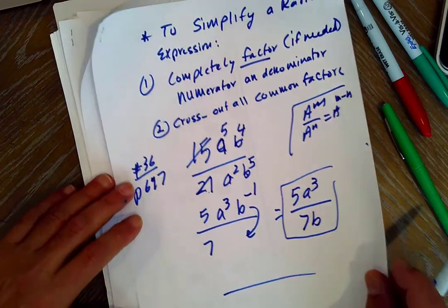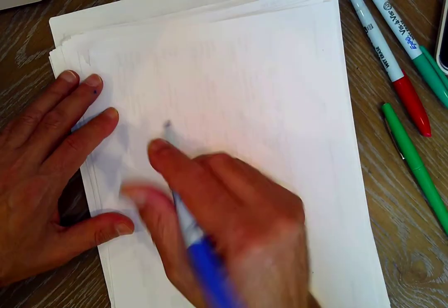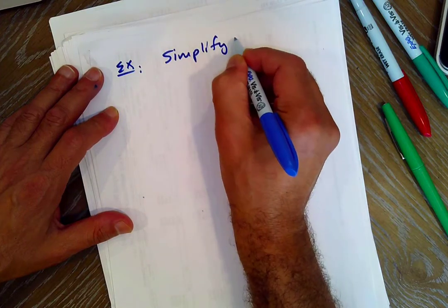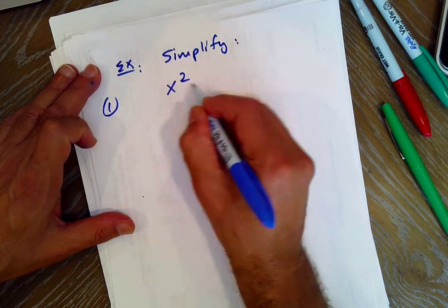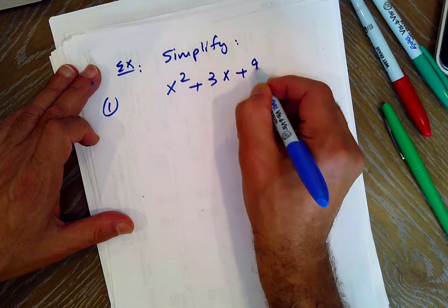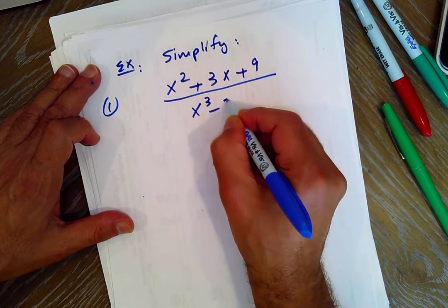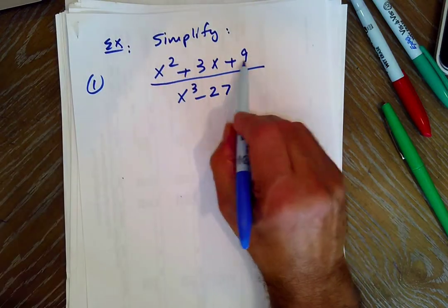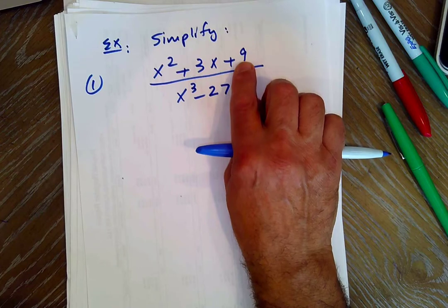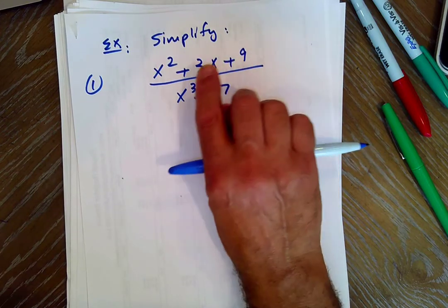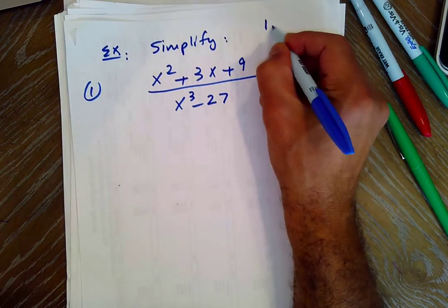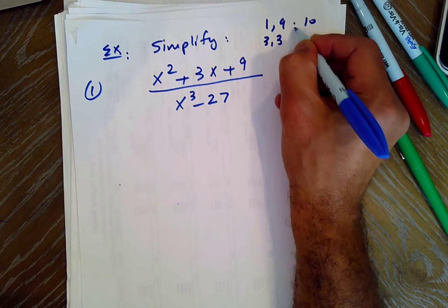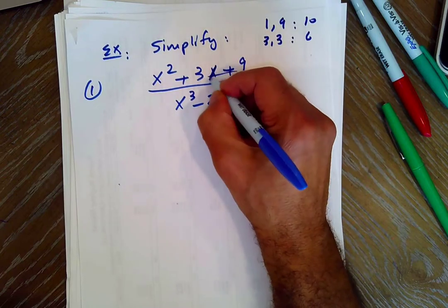So we didn't have to factor here. Now if you look at the next example, simplify x squared plus 3x plus 9 over x cubed minus 27. So we get a factor, it's pluses and minuses. A trinomial can be factored if you can find two numbers that have a product of 9 and a sum of 3. Product of 9, it's 1 and 9 or 3 and 3. Sum here is 10 and sum there is 6. So this is prime, can't factor it.